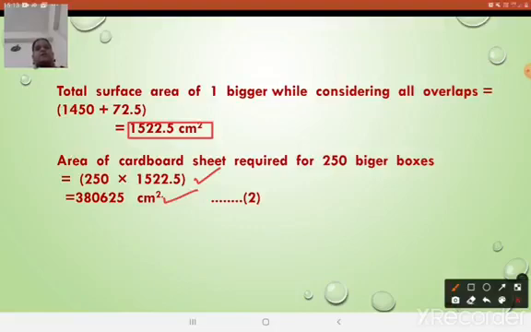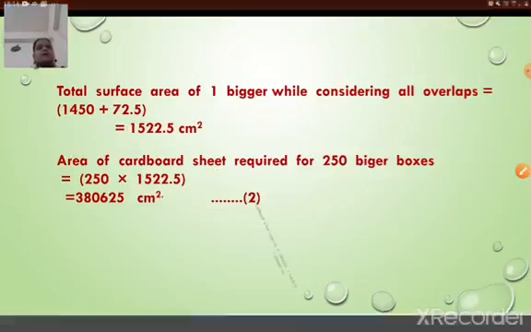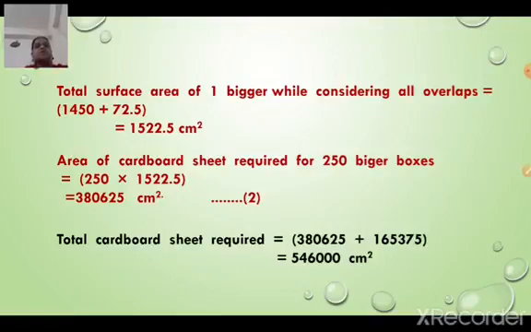And what answer do you get over here? It is 3,80,625 centimeter square. So I have marked it as step 2. In step 1 we got it for the smaller box, and in step 2 we got the answer for the bigger box. See the next step now. The total cardboard sheet required means what here? Including smaller boxes and bigger boxes, both the boxes together. What answer will you get? 3,80,625 plus 1,65,375. So the total will be 5,46,000 centimeters square, the total cardboard area.